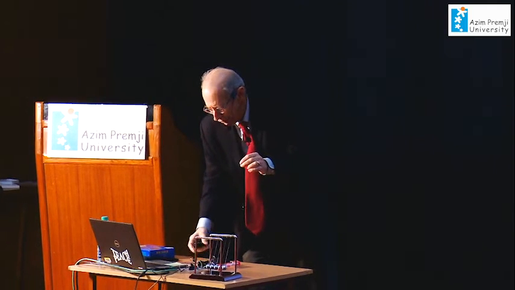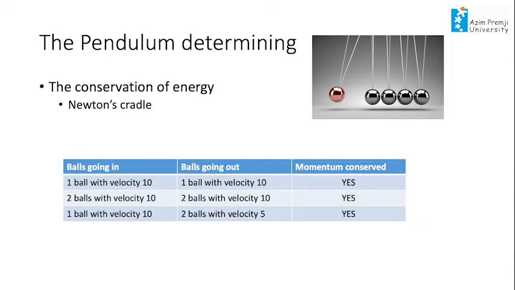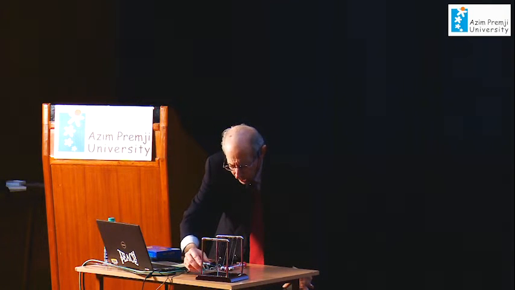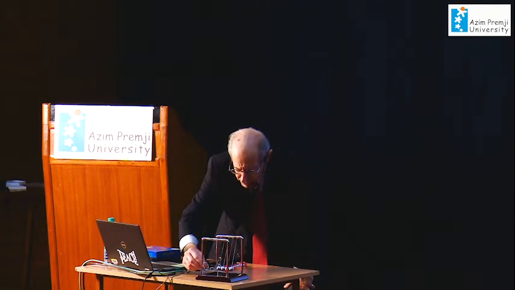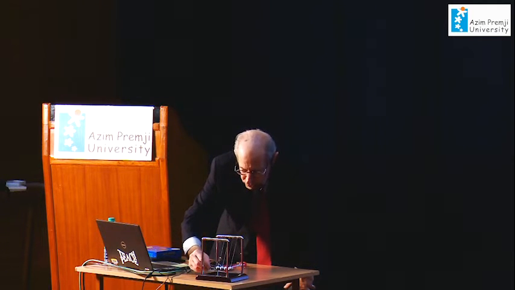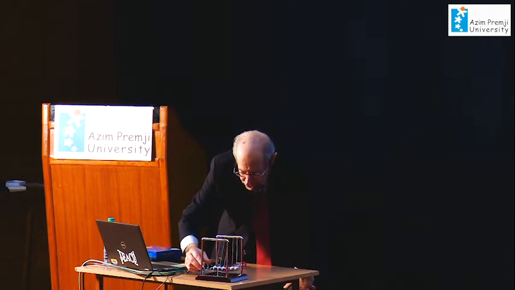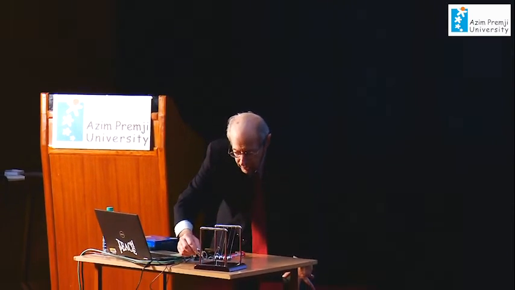But then it turns out that it's a little more complicated. You see, if one goes in, one goes out. If two go in, two go out. So let's say one goes in with speed 10, and then the other one comes out with speed 10. Good. 1 times 10 equals 1 times 10. If 2 go in at speed 10, then 2 times 10 equals 2 times 10. 20 equals 20. That's good. But why can't one go in and 2 come out? Because 1 goes in with 10 and 2 come out with 5. 1 times 10 equals 2 times 5.